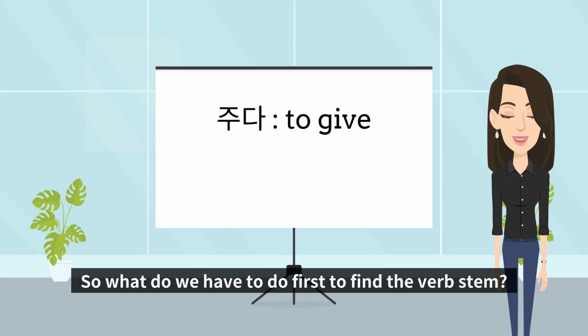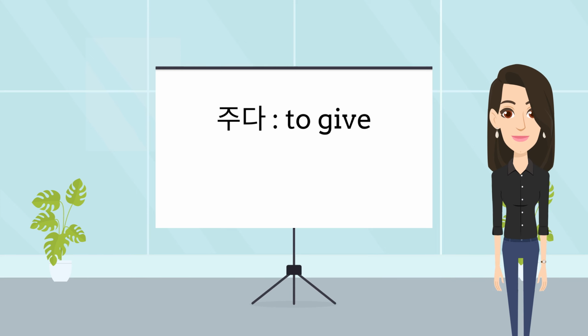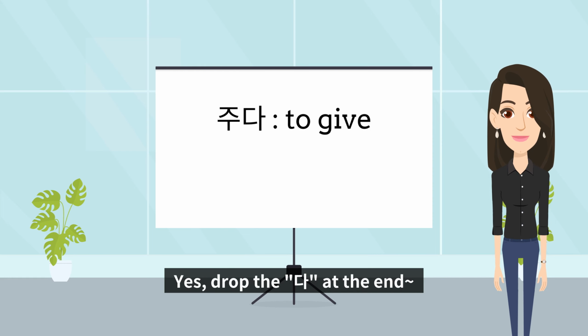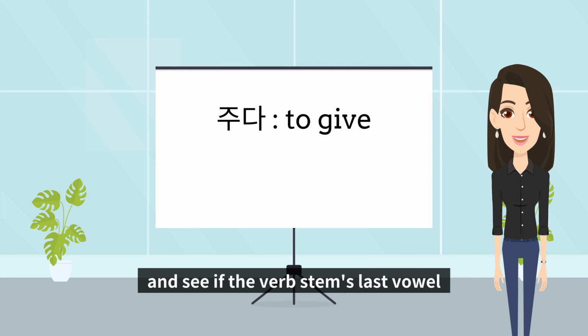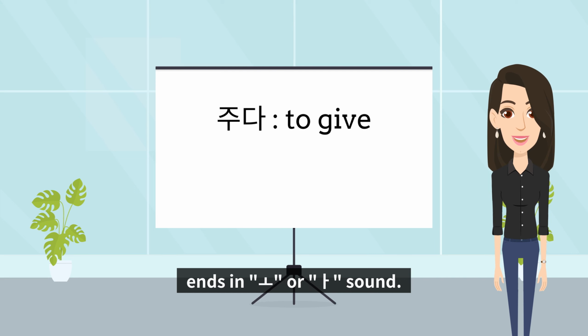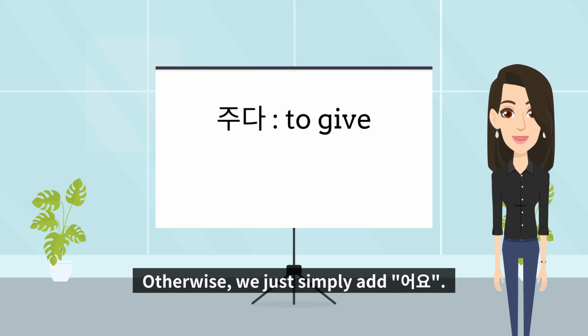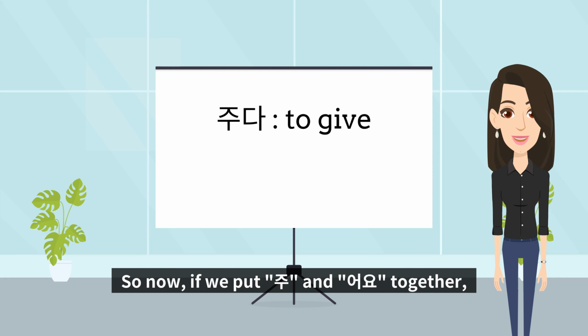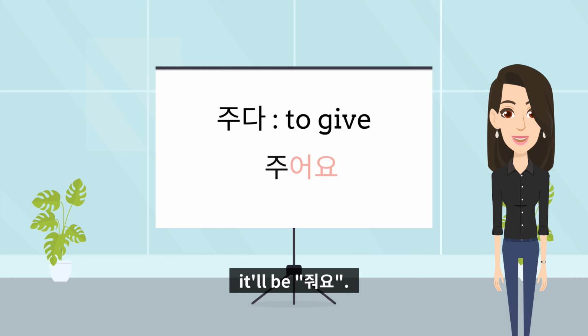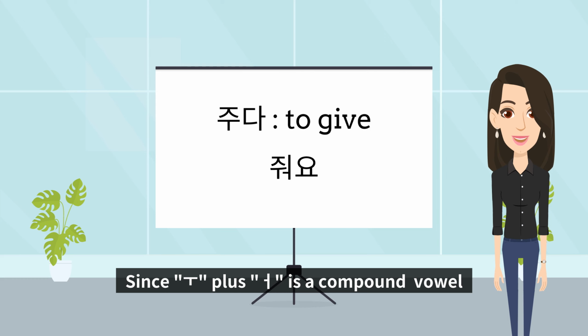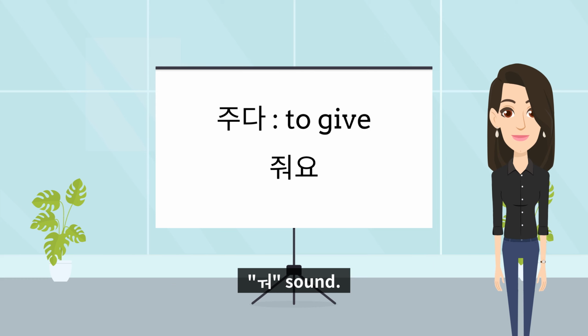So what do we have to do first to find the verb stem? Yes, drop the da at the end and see if the verb stem's last vowel ends in o or a sound. Otherwise, we just simply add 어요. So now, if we put 주 and 어요 together, it'll be 줘요. 줘요. Since u plus eo is a compound vowel wo sound.